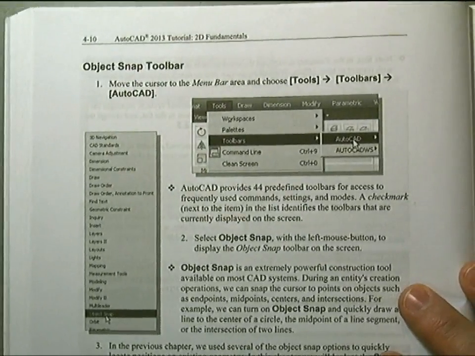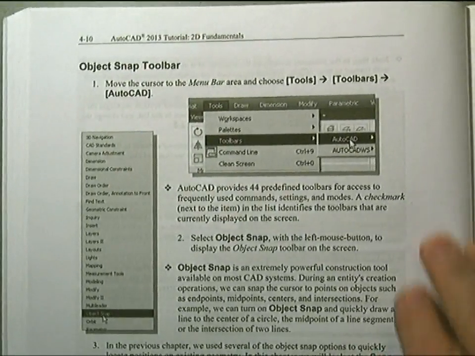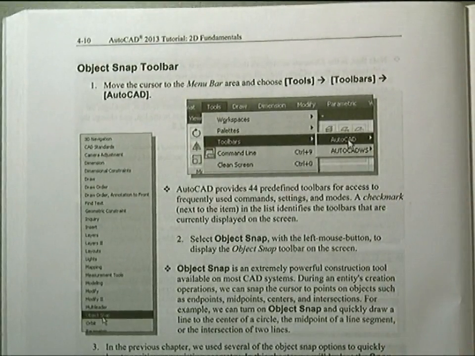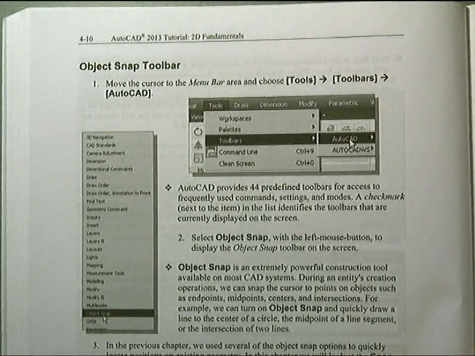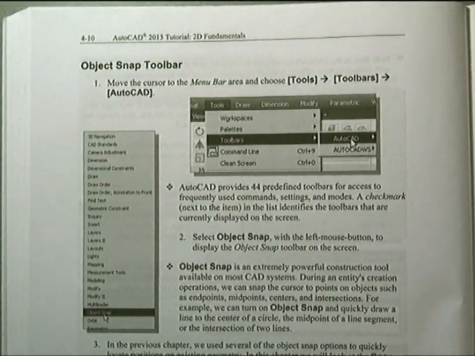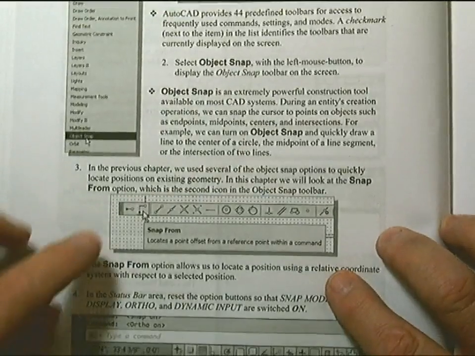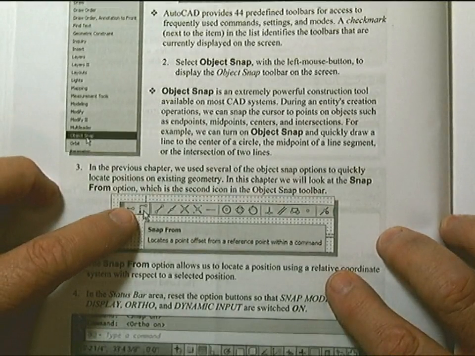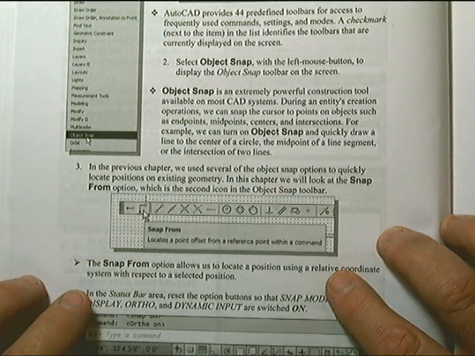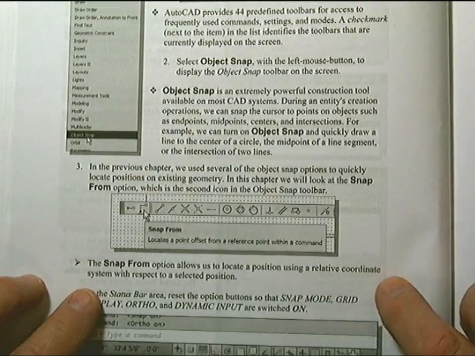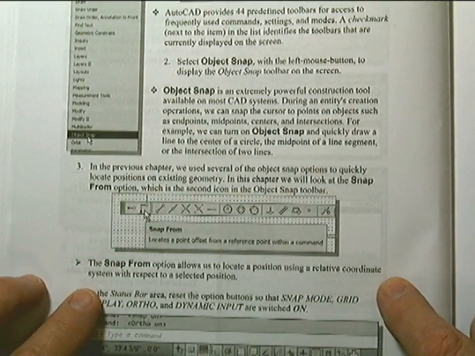Your Object Snap toolbar then is the next area that we address. You need to have that displayed. We'll be using Snap From, which is this symbol, icon. We'll be using that to locate a position using a relative coordinate.